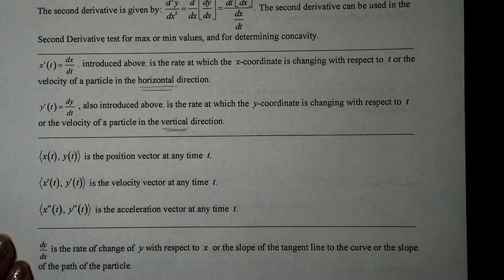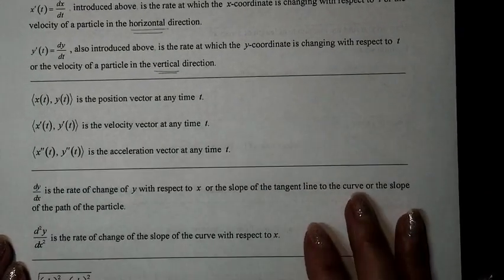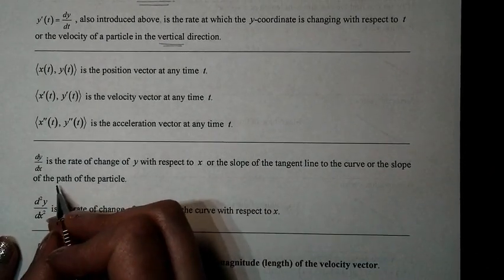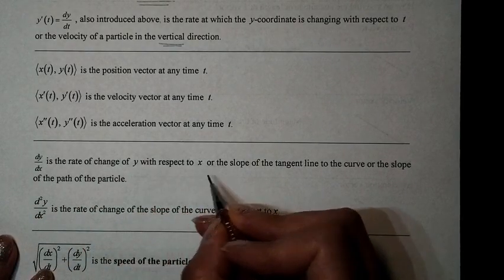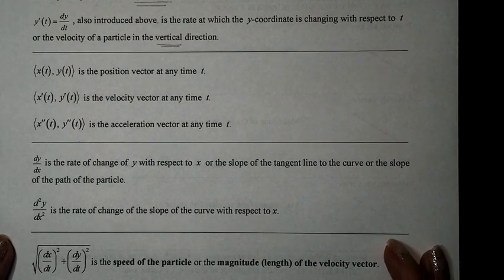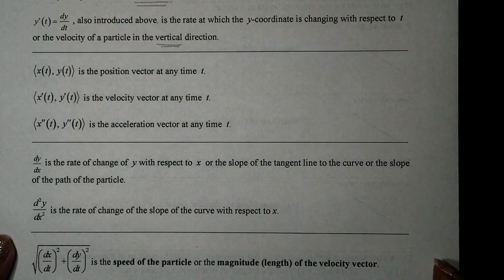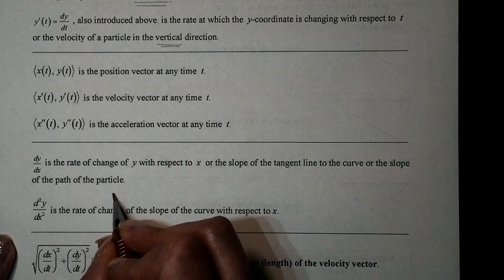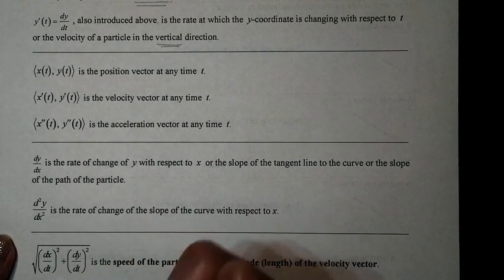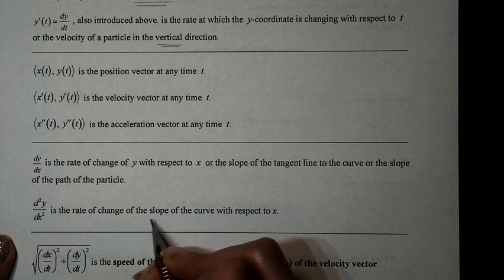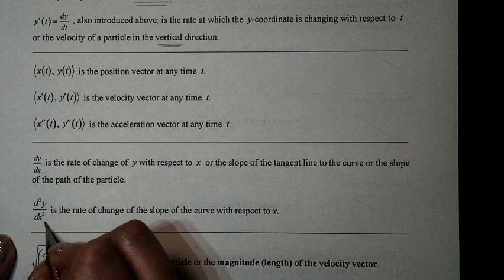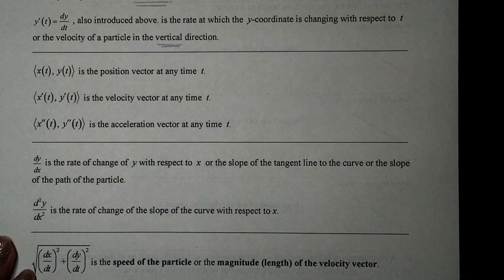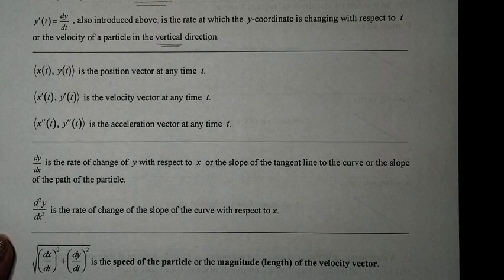Nothing too surprising here, but I just wanted to make sure that you remember this relationship. Now please remember that the derivative of a parametric curve, dy/dx, is the rate of y with respect to x, or we can also talk about it as the slope of the tangent line to the curve, or the slope of the path of a particle. The second derivative, which is the rate of change of the slope of the curve with respect to x, is going to be annotated like this, or we can also be asked about the second derivative. Those are the notations that we need to revisit.